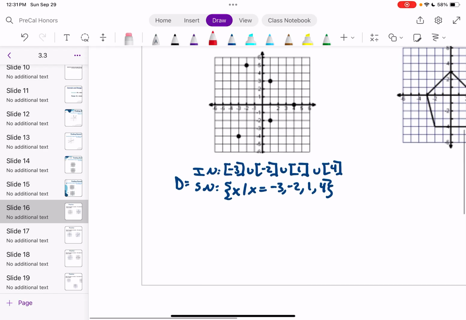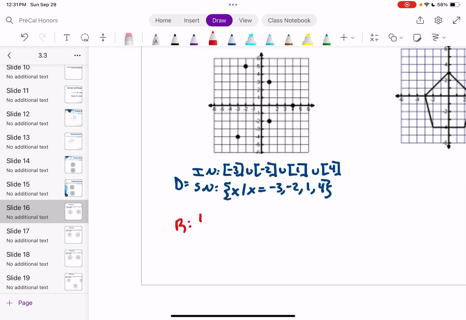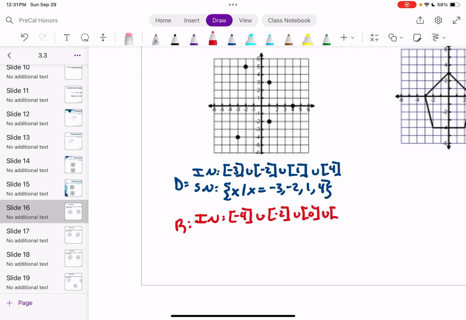As we go ahead and write down the range in interval notation, once again, we go from the lowest to the highest. So this would be from negative 4 in union with negative 2 in union with 0 in union with 3 in union with 5.